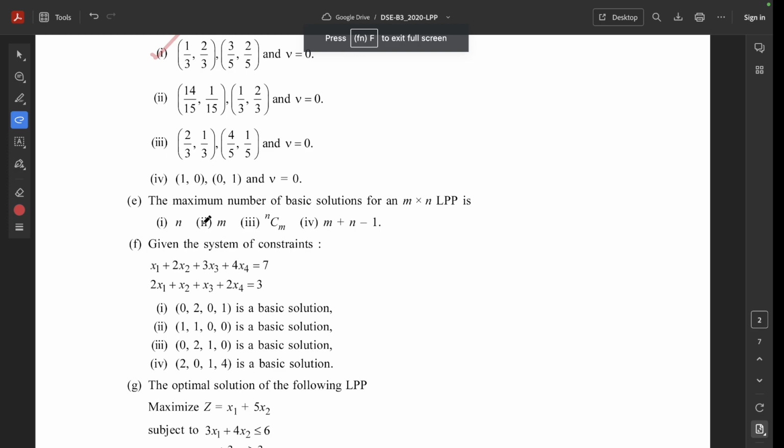Next question E, the maximum number of basic solutions for an m by n LPP is? Correct option is 3, nCm, the maximum number of basic solutions for an LPP.